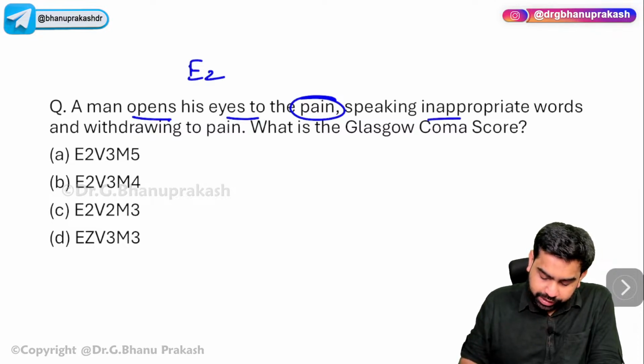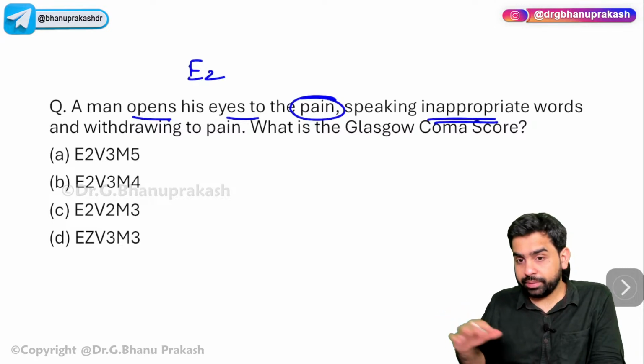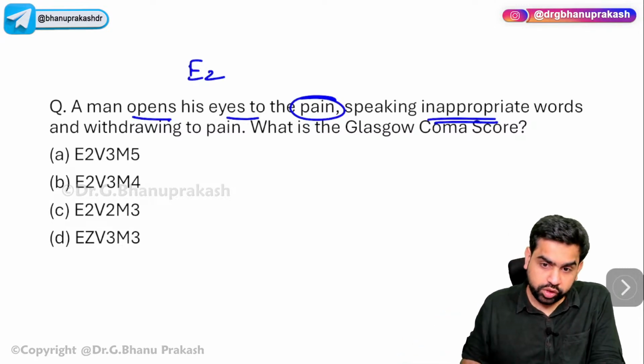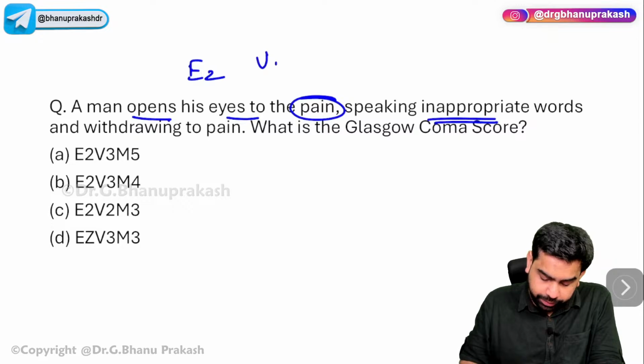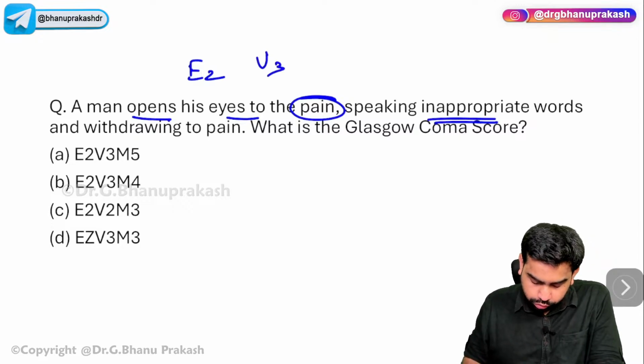Then the patient speaks inappropriate words. So the patient is speaking inappropriate words. What is the verbal response of this particular patient? The verbal response of this patient is V3. Okay, so it is E2, V3.